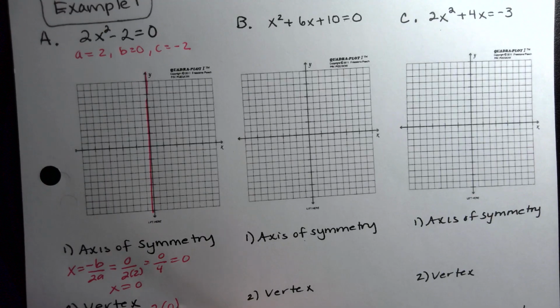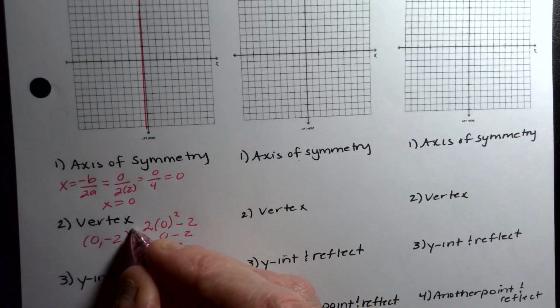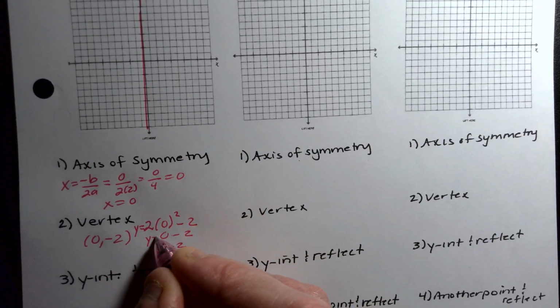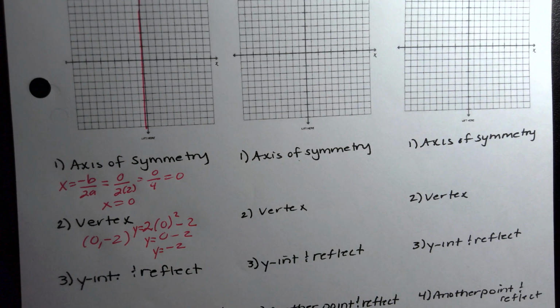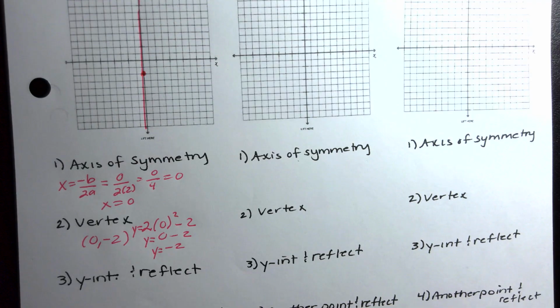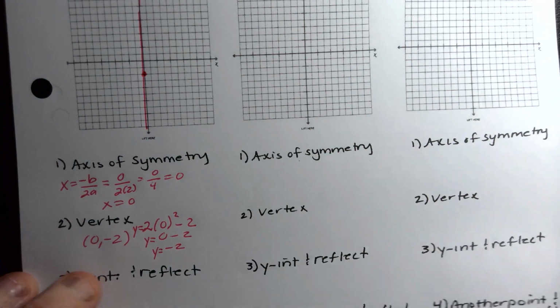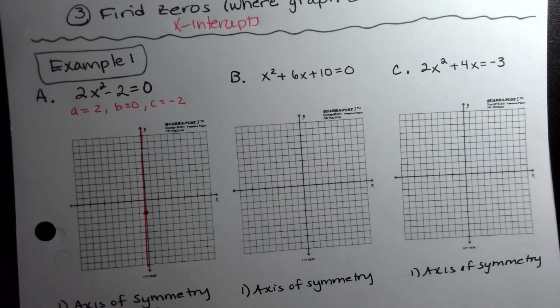2 times 0 squared minus 2. That is 0 minus 2, which is a negative 2. So you can just think of that as y equals that. So now I can plot the point 0, negative 2. That's the vertex. Now it's just going to go up or down. It's positive, so it's going to go up.